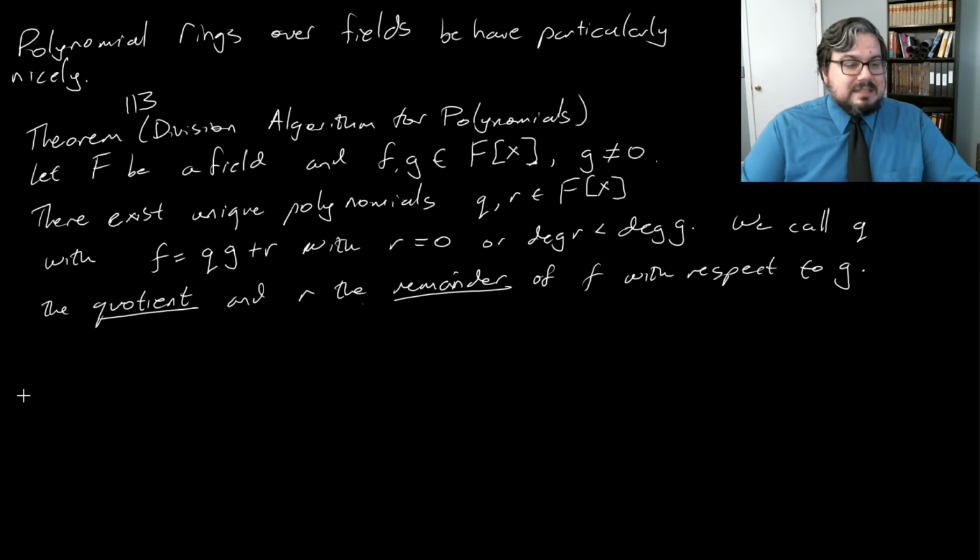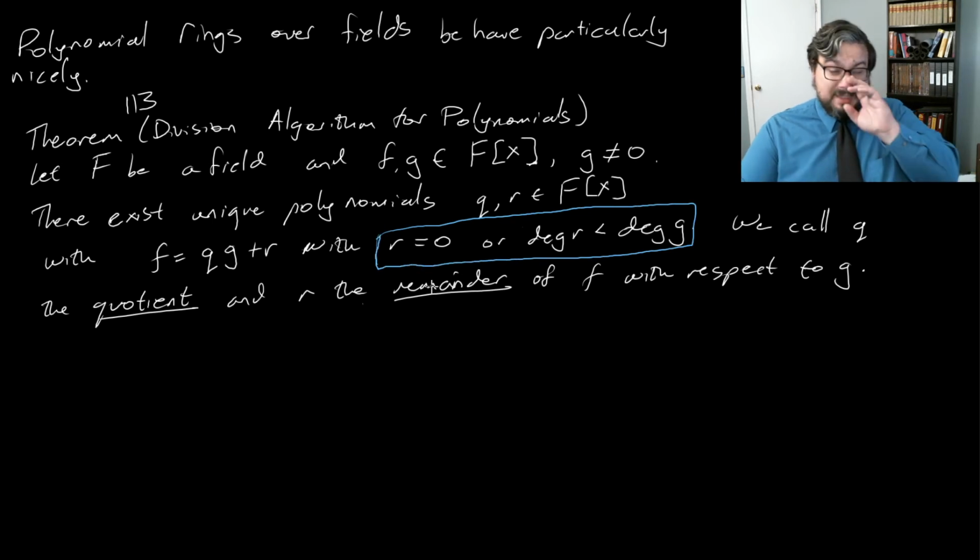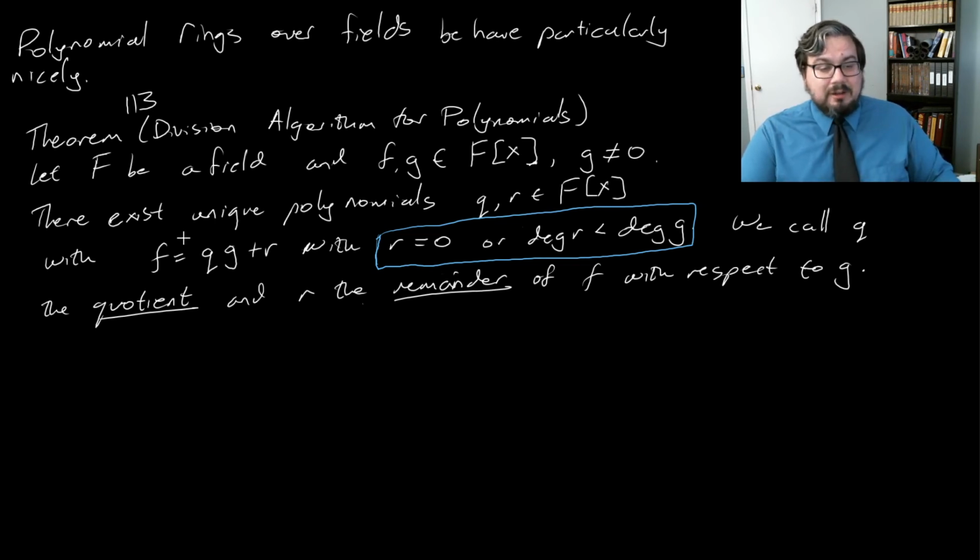Now, notice that the absolutely key part of this is the condition on R. The thing that is going to make the division algorithm work well for us is that we're guaranteed that we can express F as a multiple of G plus R, where R is smaller than G in the sense of having a lower degree.